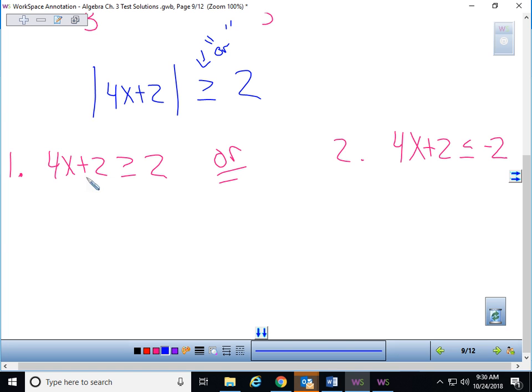For question 1, we're going to get our x by itself, undoing addition and subtraction first. So that's subtracting 2 from both sides. That gives 4x greater than or equal to 2 minus 2, which is 0. Not too bad. A lot of times I got scared. It's okay to have 0. Just not okay to have 0 in the original problem.